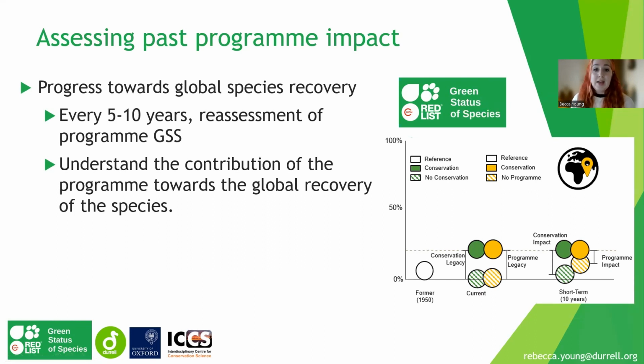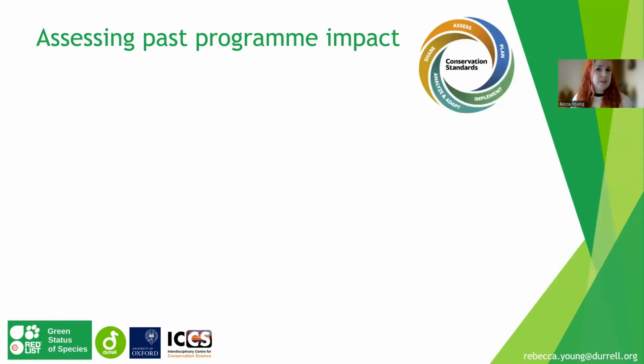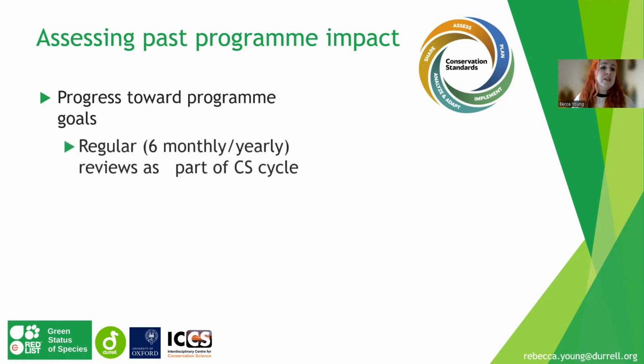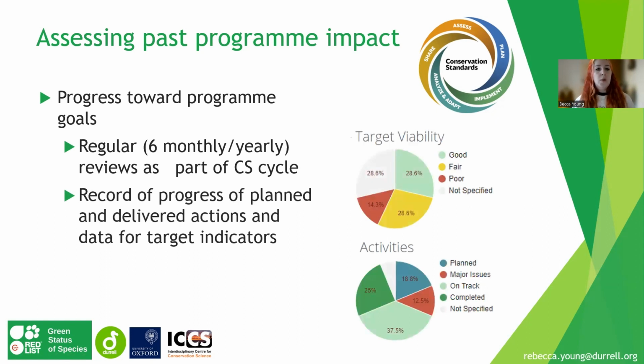When we're thinking about adaptive management, we tend to do this programme evaluation on a different scale. Thinking in terms of conservation standards, we want to assess the progress of a programme towards the specific goals of that programme. So these are regular, maybe 6-monthly or yearly intervals where the progress is reviewed as part of the conservation standards cycle. As part of this, we can record the progress of the planned and delivered actions and how they're contributing to target indicators.